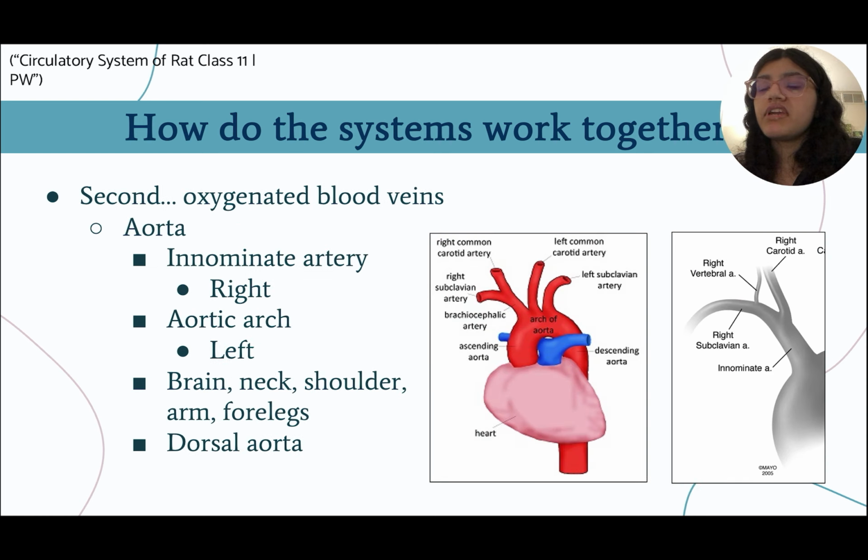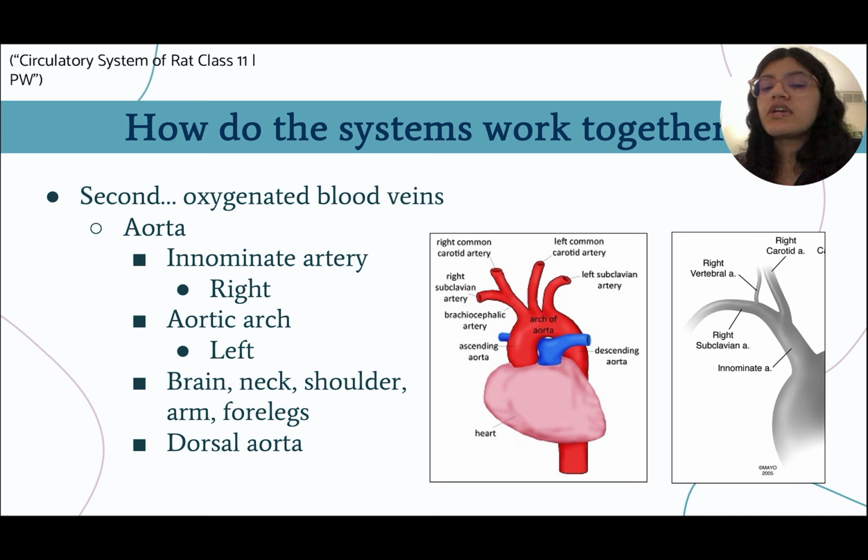Second, we have the blood vessels that carry all the reoxygenated blood to the rest of the body to use for important processes such as the ETC. And this is actually the reason why rats are studied so much. It's because their circulatory and respiratory systems are so similar to humans. If we look at the aorta, it's the largest blood artery in the entire body for both rats and humans.